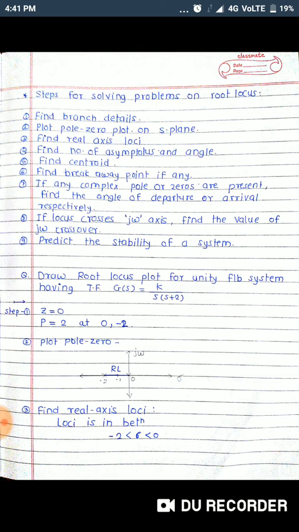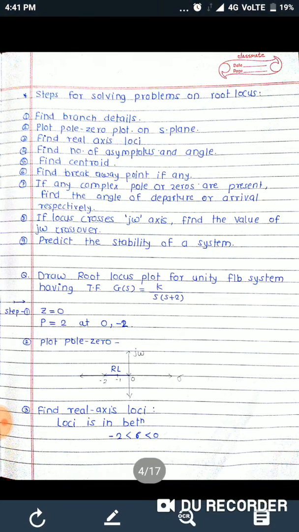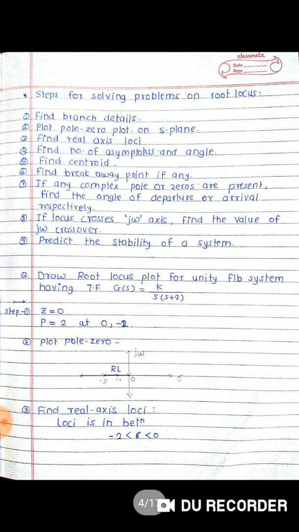Step number 7, if any complex poles or zeros are present, find the angle of departure or angle of arrival respectively. Next step, if locus crosses j omega, its imaginary axis, find the value of j omega crossover. And the last, predict the stability of a system. These are the steps for drawing the root locus for a given system. Then we will discuss one or more examples on the root locus.